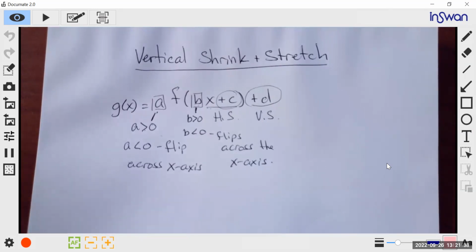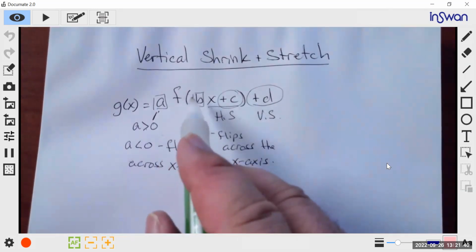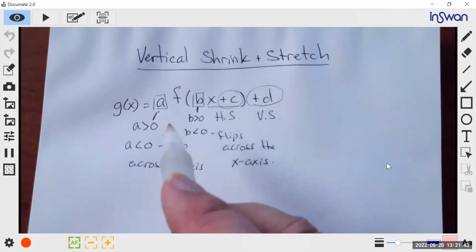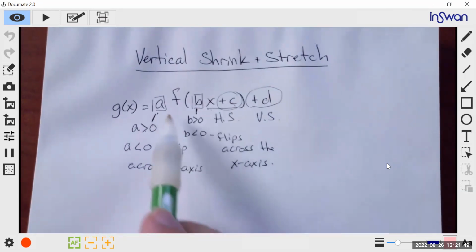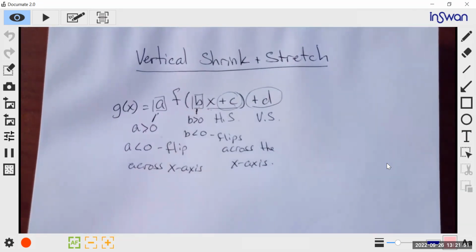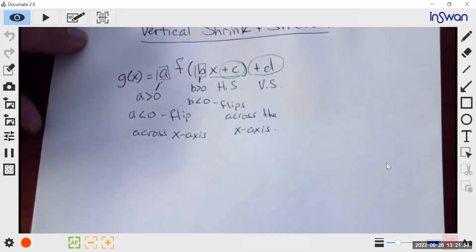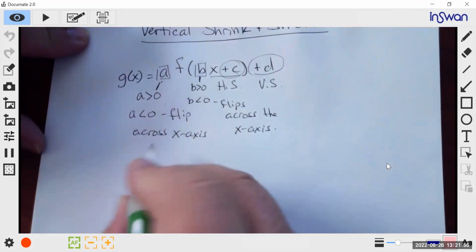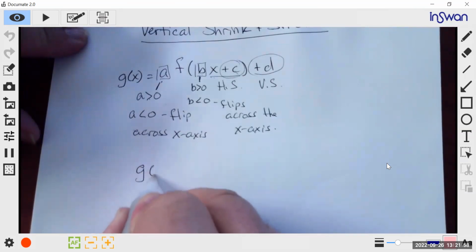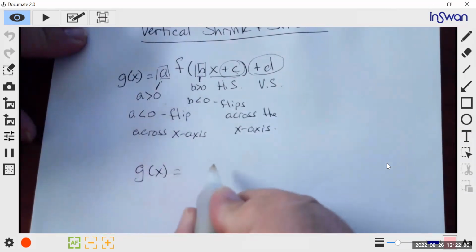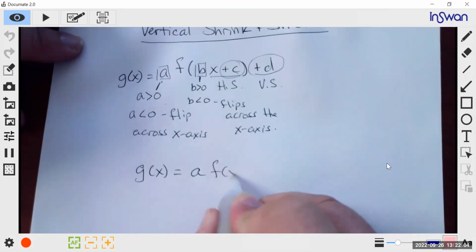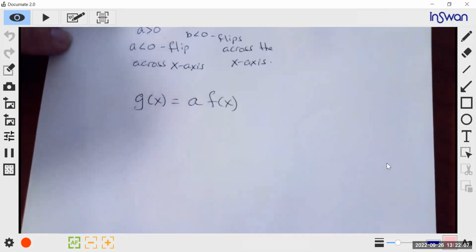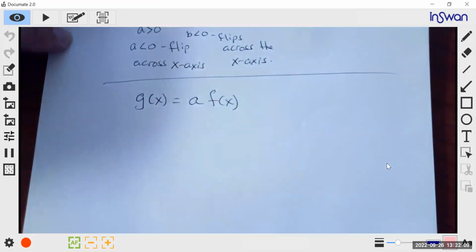So all we talked about with A and B are signs only. Now we're going to talk about numbers. C and D, we talked about numbers, that's horizontal and vertical shift. A and B are simply signs so far. Now, let's look at this function. Vertically, I want to do f of x. That's all I'm going to look at so far.